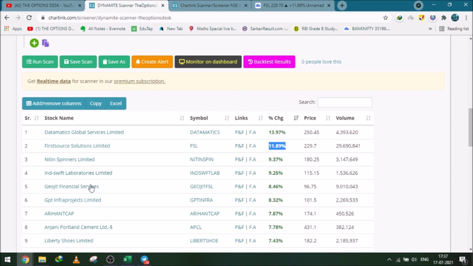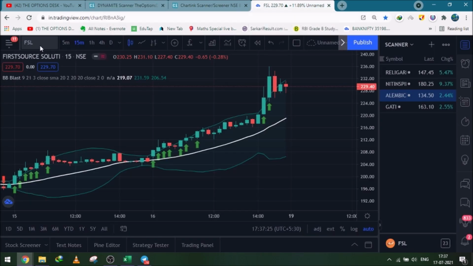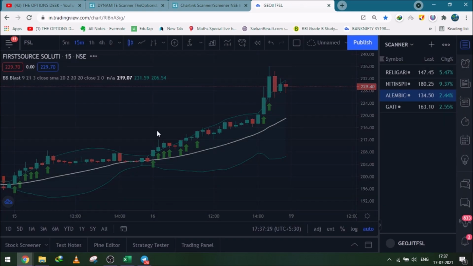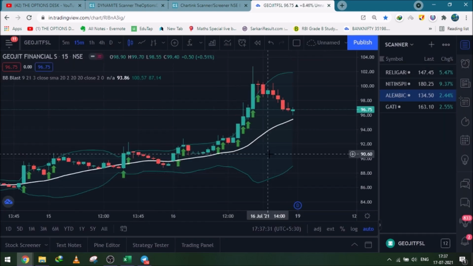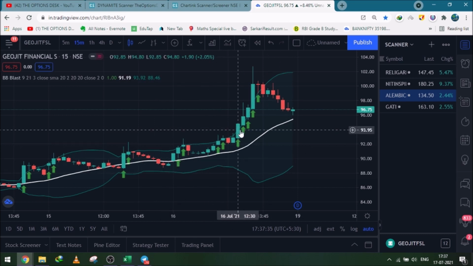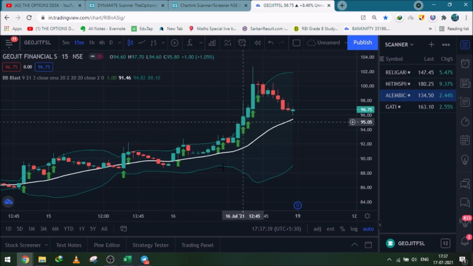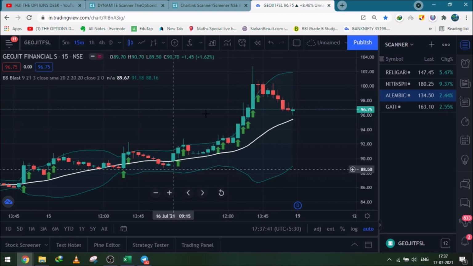Okay, Geojit Financials. Let's say that is very much in the news. See, when do you think that stock came into this radar? It did not come here. It must have come somewhere around 12:30. The Bollinger Bands kept on giving the blast. You can take this trade. Okay, you can enter it wisely.